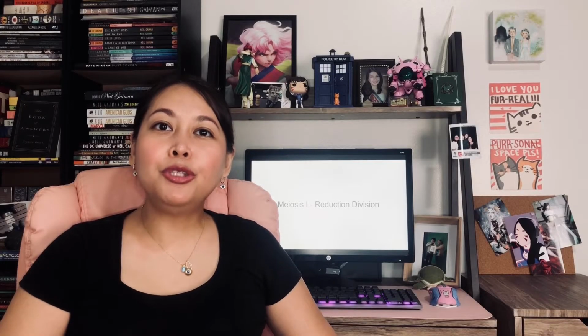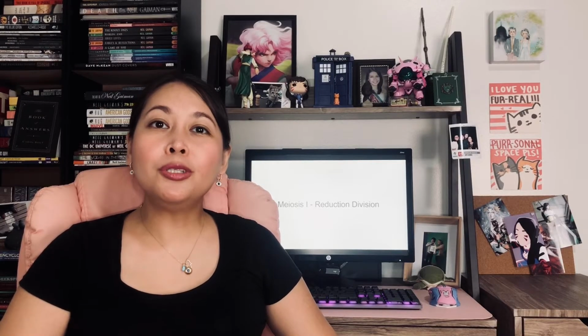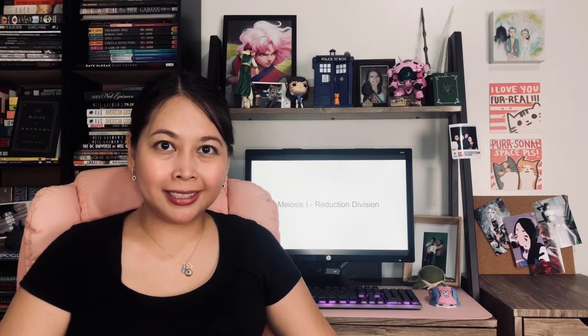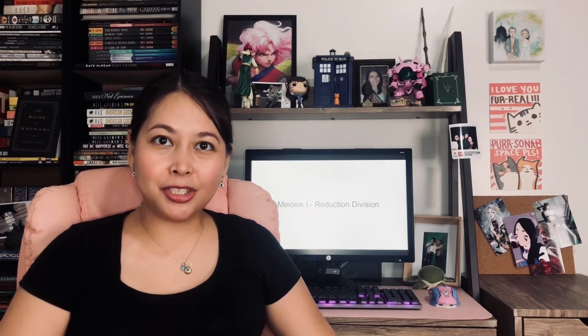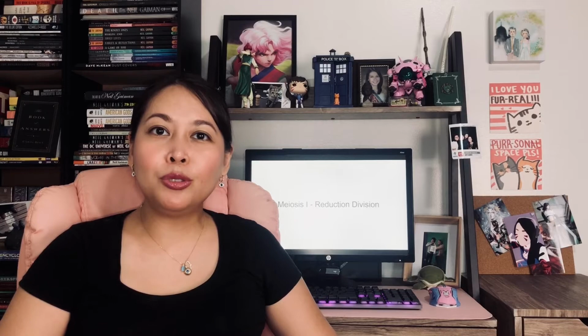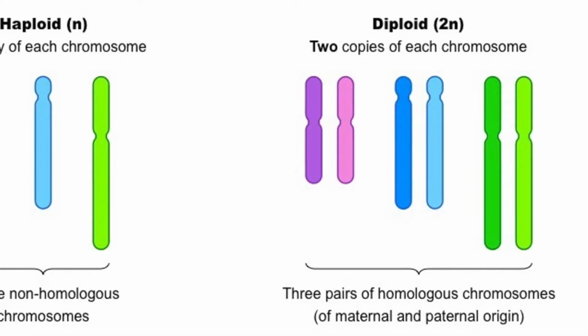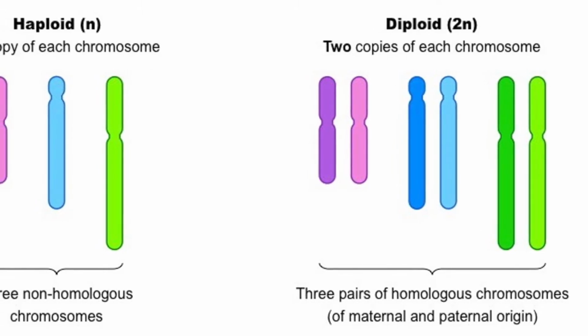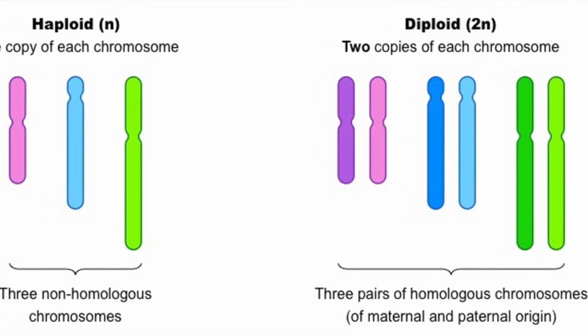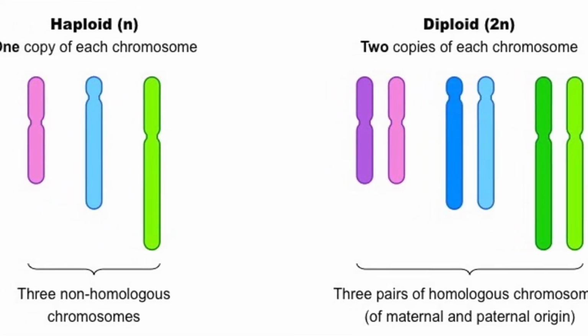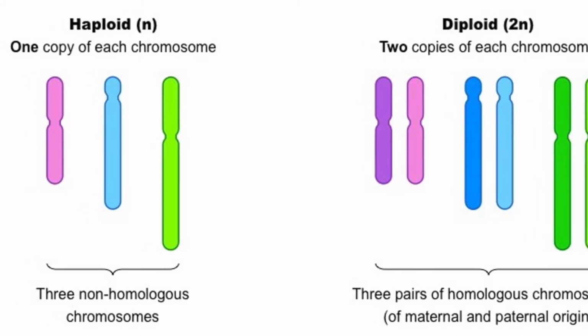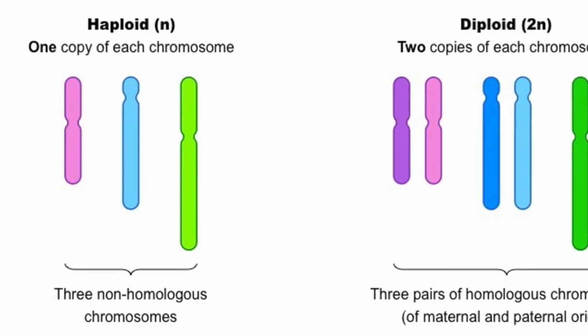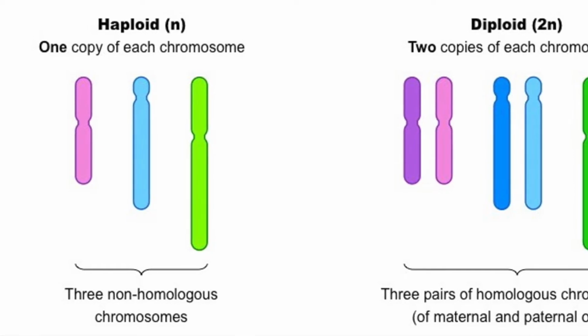So let's dive into meiosis 1, which is also called reduction division. And it is during these stages when the cell is reduced from diploid to haploid. Diploid is the state of your mature cells where there are two copies of the chromosomes, while haploid is unique to germ cells or gametes and is a state where the cell only has one copy of each chromosome.